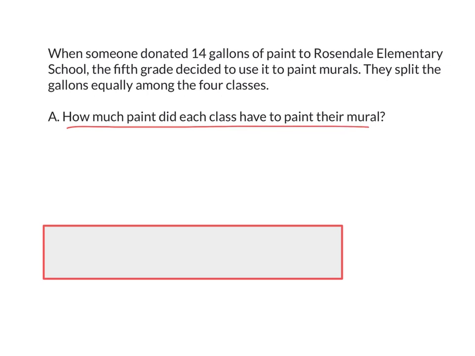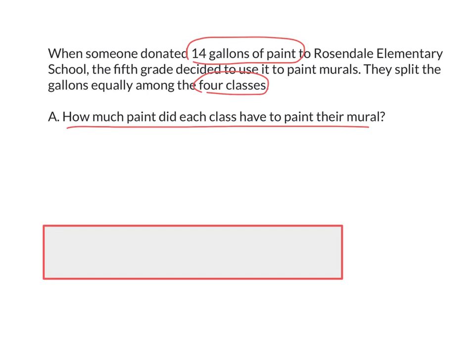We want to know how much paint each class had to paint their mural. Joseph, what important information do we need in order to figure that out? Someone donated 14 gallons. There's 14 gallons of paint altogether, and there are 4 classes, and 4 classes wanted to split that paint equally. Okay, now, we know we're trying to figure out how much paint each class had.